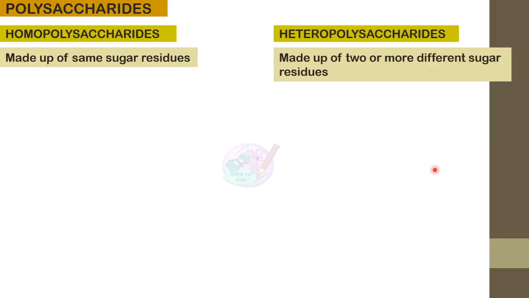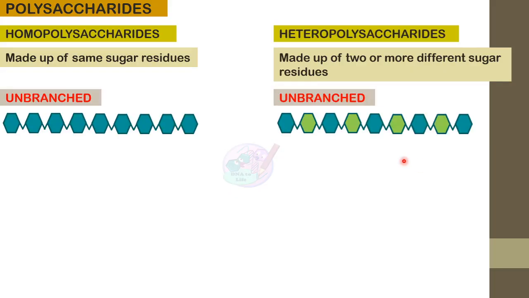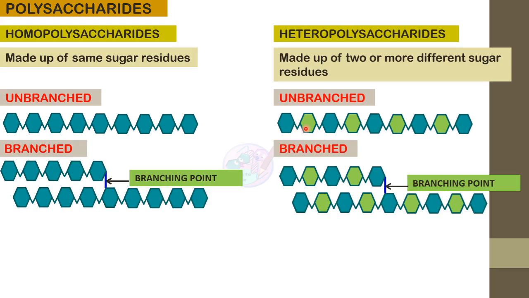Homo means same. When polysaccharides are made of the same type of sugar unit, they are called homopolysaccharides. Like this, only a single type of sugar molecule is present here. And hetero means different. So when different types of sugar units form polysaccharides, they are called heteropolysaccharides. So here you can see two different sugar units are involved in the formation of this polysaccharide.